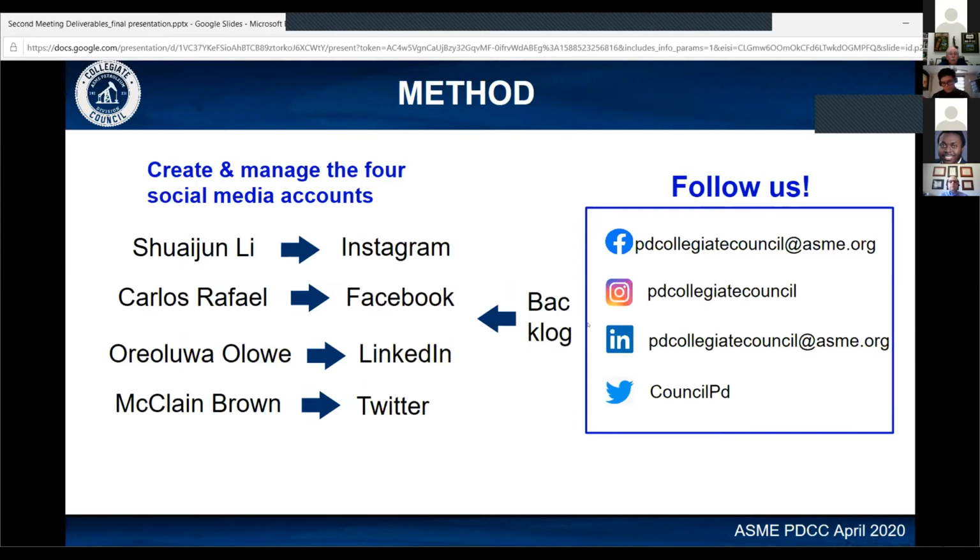And we have backlog information stored in our shared Google Drive, so everyone has access to the information that we post, and we can accumulate our resources.